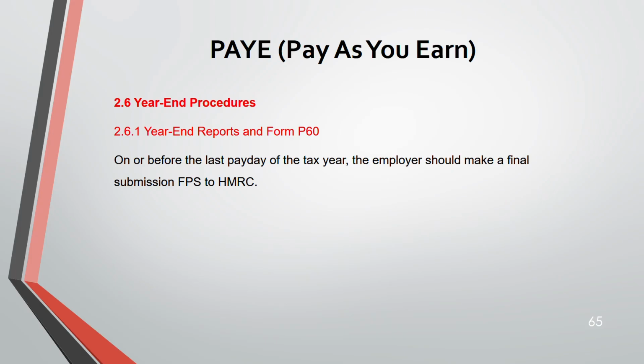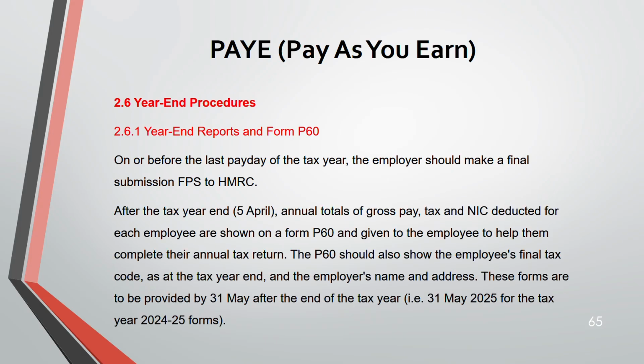This could be made on or before the last payday. The employer should make a final submission to HMRC. After the tax year end, which is 5th April, your gross pay, tax and NIC will be totalled for each employee and shown in the form P60 and given to the employee. What does P60 do? This is a form that shows the employee's final tax code. It shows the employee's name and address. These forms are to be provided by 31st May after the end of the tax year. That means for 24-25, it will be by 31st May 2025. Remember these dates, very crucial.